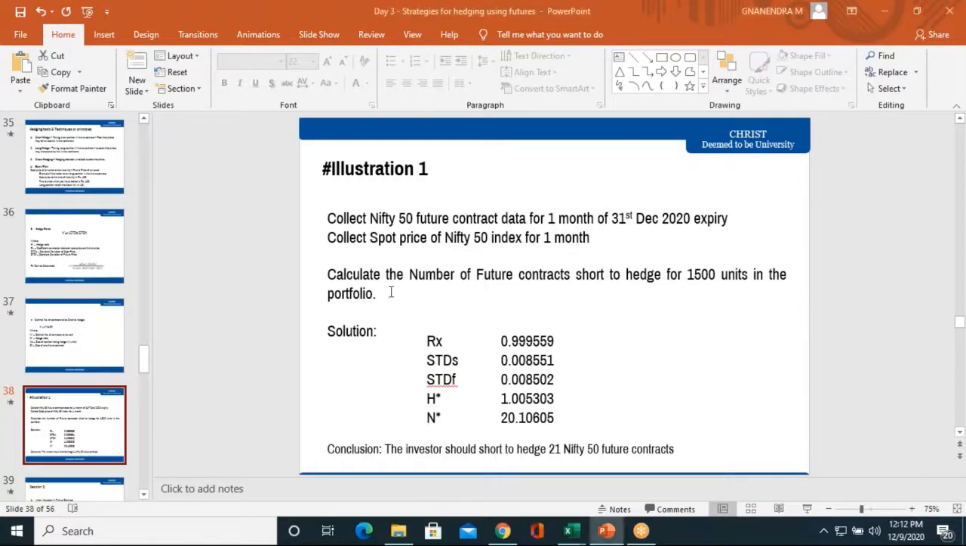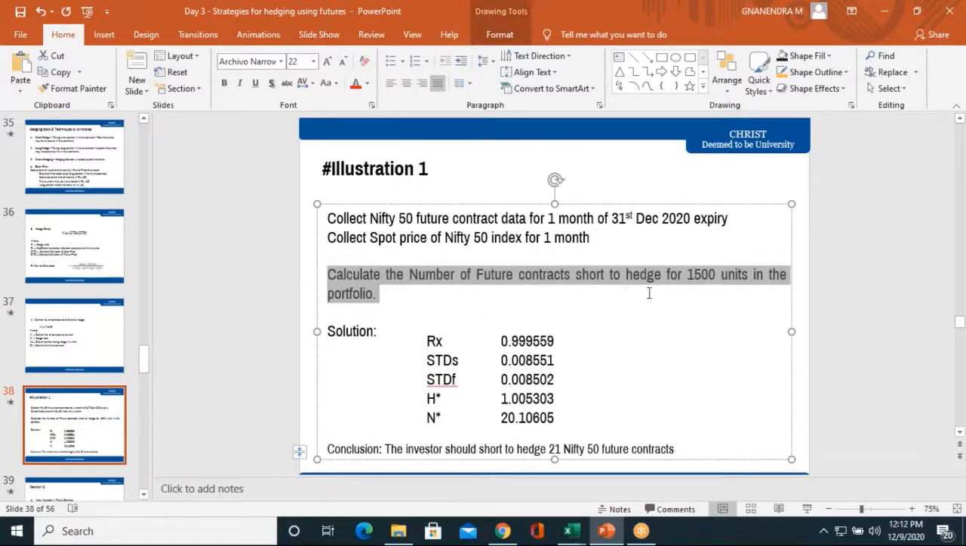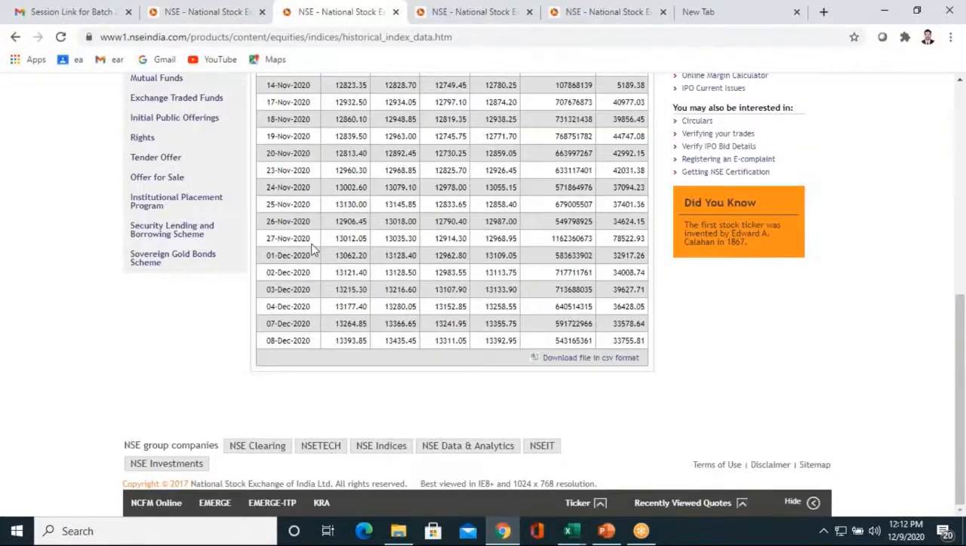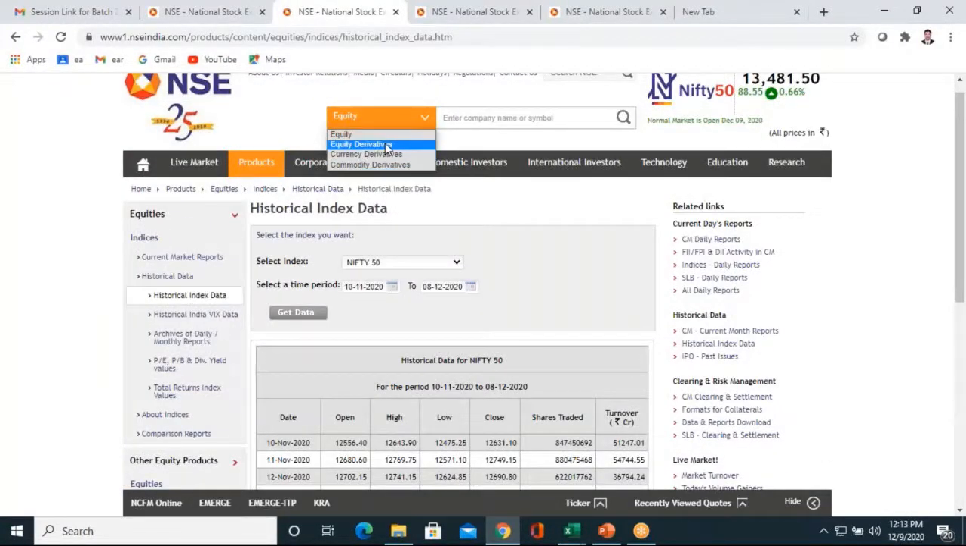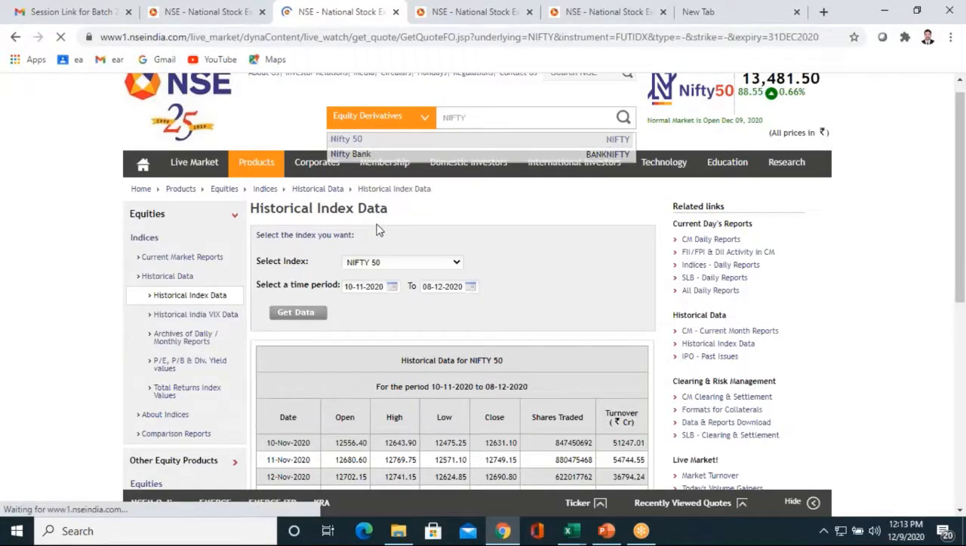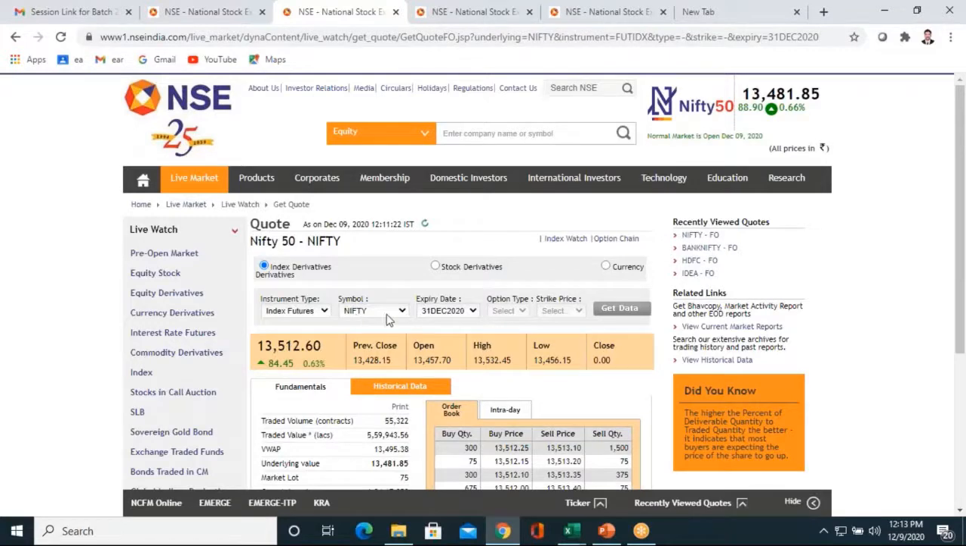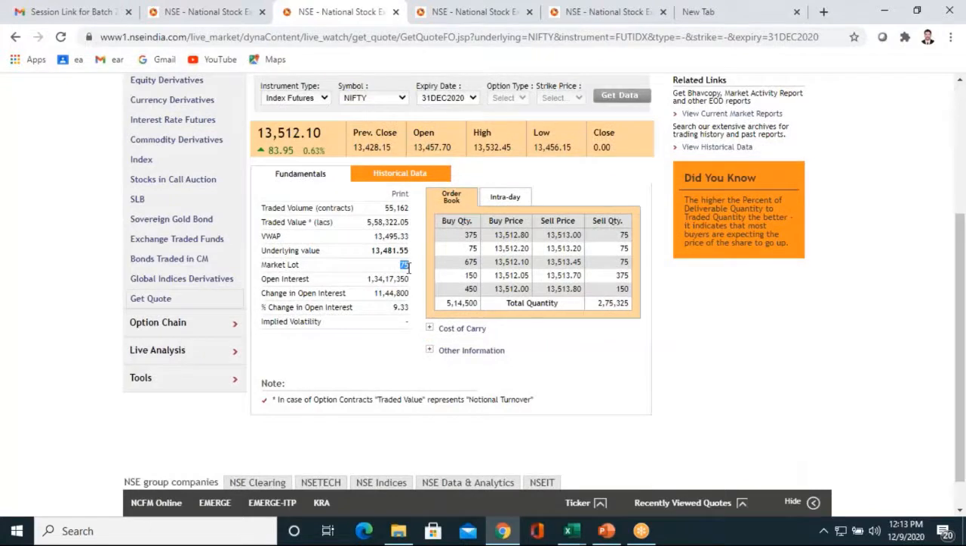Okay, see what I did here is calculate the number of future contracts short to hedge for 1500 units. So I've assumed that there are 1500 units in my portfolio, so I need to do that. But here, how many units are there in each contract, I have to check here. Future, no, future equity derivatives, Nifty. Yeah, index futures Nifty 31st December. Yes, this is what I've selected. You have to see the lot size.